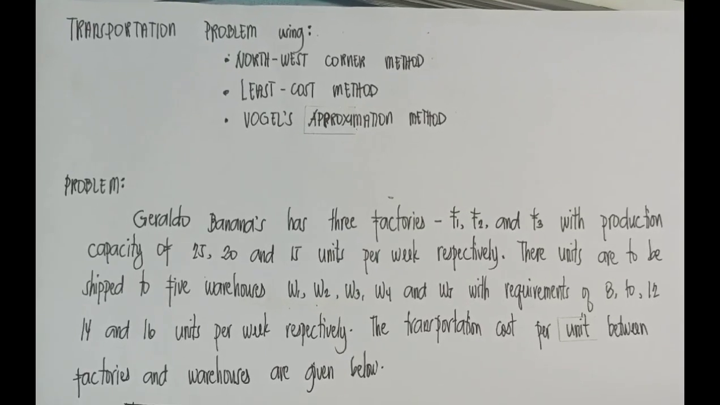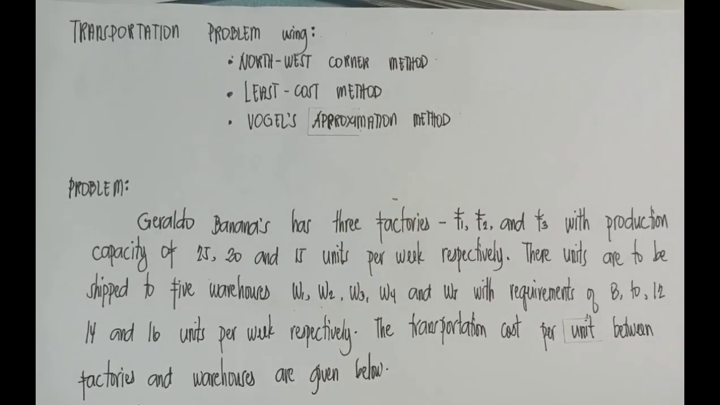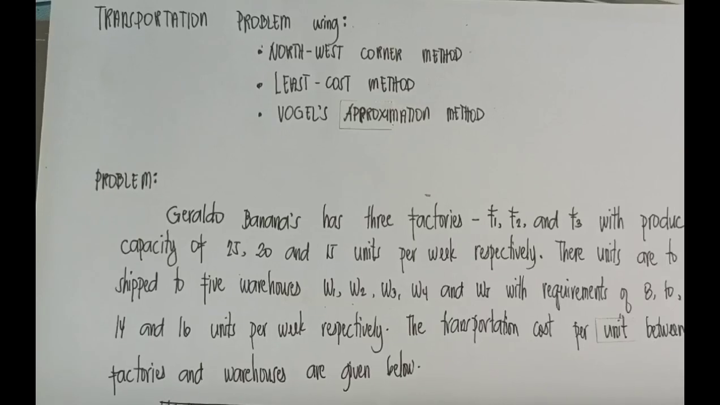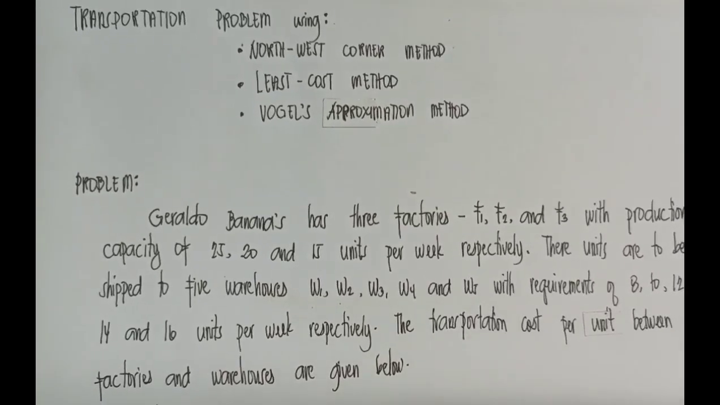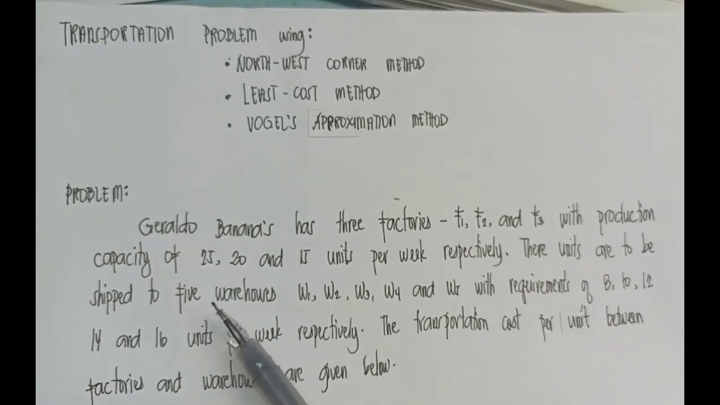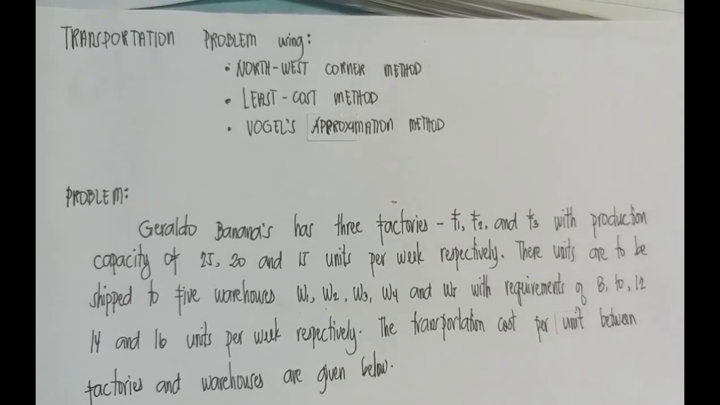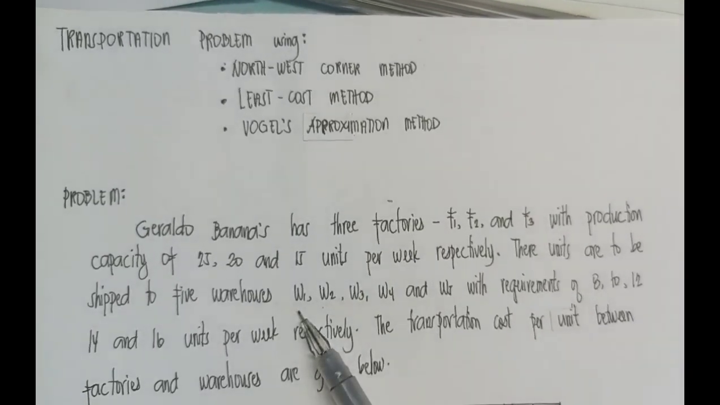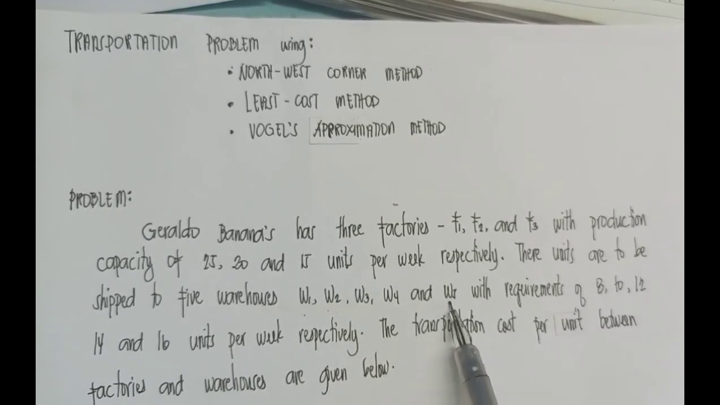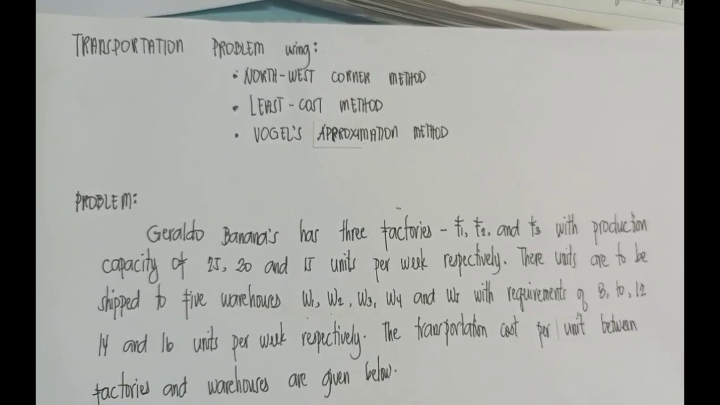Transportation problem is a type of linear programming problem designed to minimize the cost of distributing a product from M sources to N destinations. For example, Geraldo Bananas has three factories, F1, F2, and F3, with production capacity of 25, 20, and 15 units per week respectively. Their units are to be shipped to 5 warehouses, W1, W2, W3, W4, and W5, with requirements of 8, 10, 12, 14, and 16 units per week respectively.